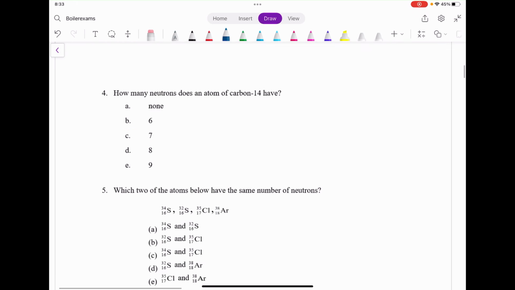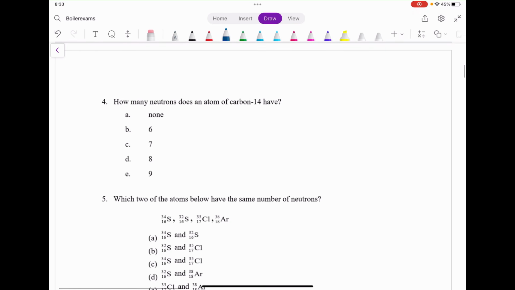3B. How many neutrons does an atom of carbon-14 have? The number after they say carbon is the mass number. So whenever they do an element and then a dash, what comes next is always the mass number. And the mass number, by definition, is protons plus neutrons. And also remember that an element is defined always by how many protons it has.